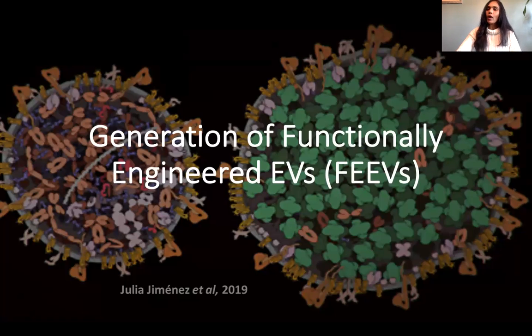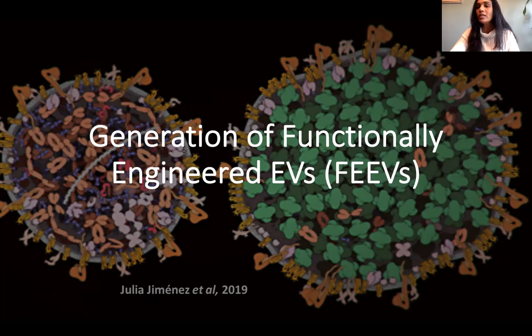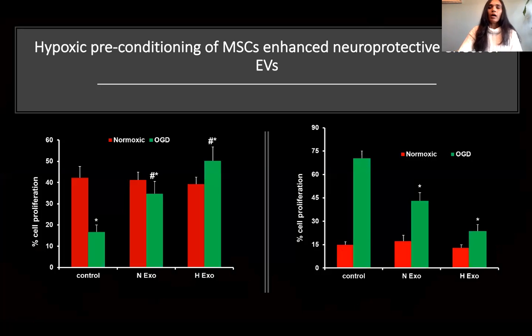From here, now I mentioned in the beginning that we can generate functionally engineered EVs. Since they can carry small molecules and other materials, we can put our substance of interest into these tiny particles and send them into the target cell types. I also mentioned in the beginning that we hypoxic preconditioned the cells to understand whether the hypoxia preconditioning has an enhanced effect compared to the normoxic EVs.